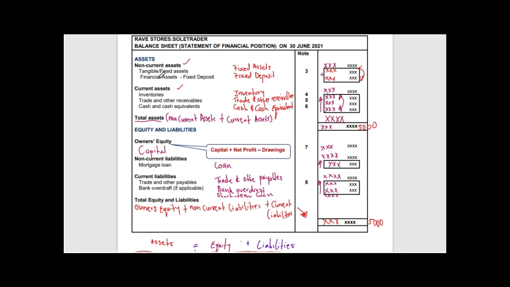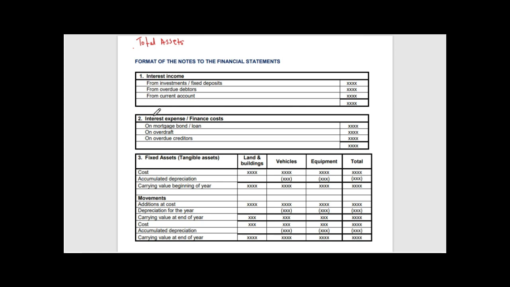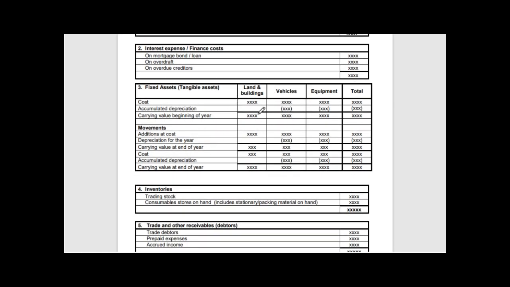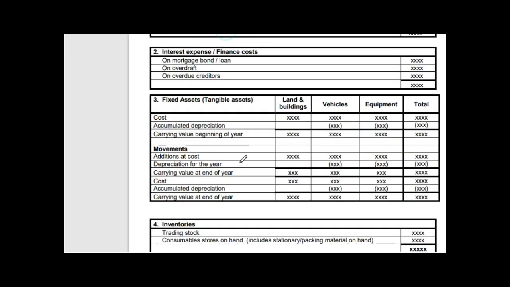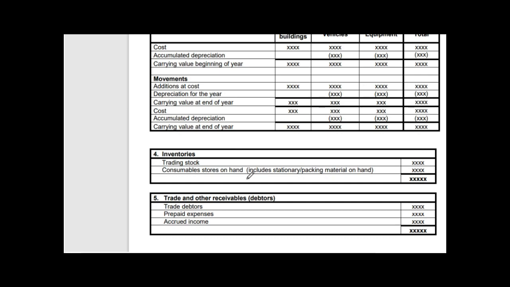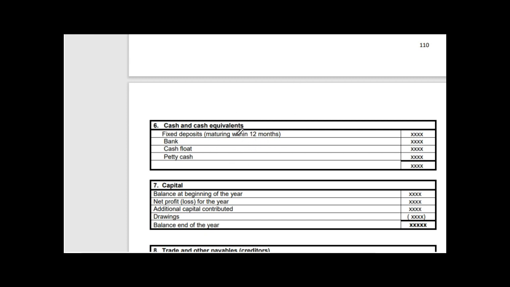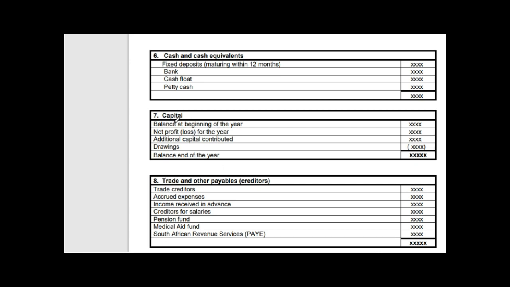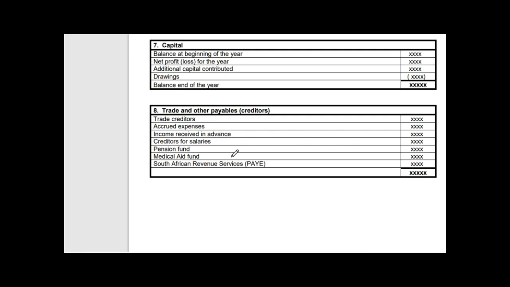In our upcoming video, we'll get into details whereby we are going to focus on tangible assets, inventories, trade and other receivables, cash and cash equivalent, capital, trade and other payables, and then we'll be able to understand what a fixed asset is and how to complete our fixed asset, our inventories, our trade and other receivables, and also our cash and cash equivalent as our assets, and be able to complete our equity section, which is a loan, and then complete the trade and other payables as our current liabilities.